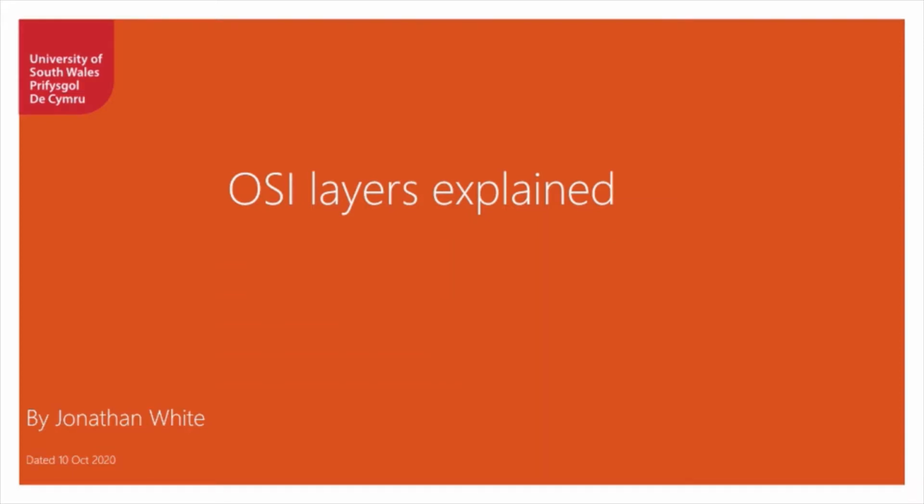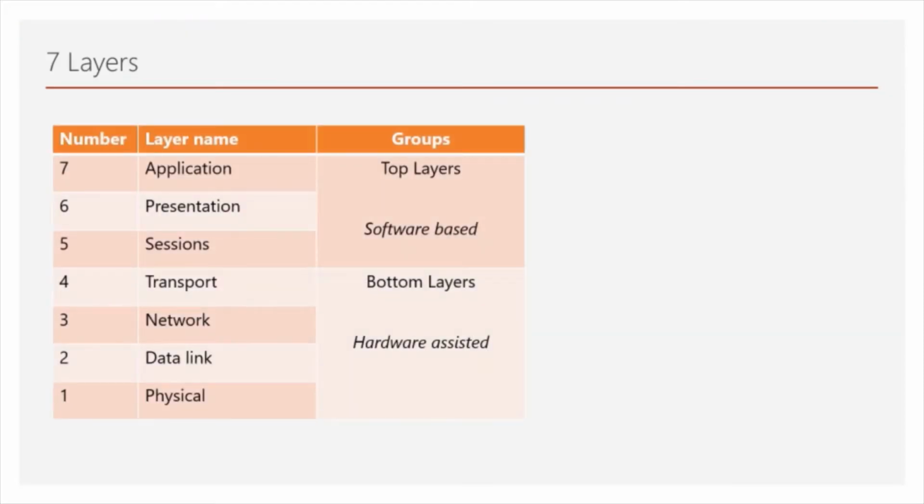Right, so the OSI layers themselves are mainly split into 7 layers. It goes from 7 to 1, and when it's received at the other computer where it's communicating, it will build it back up from 1 to 7. The two main groups within these 7 layers are the top group and the bottom group. The top layers are more software based and the bottom layers are more hardware assisted.